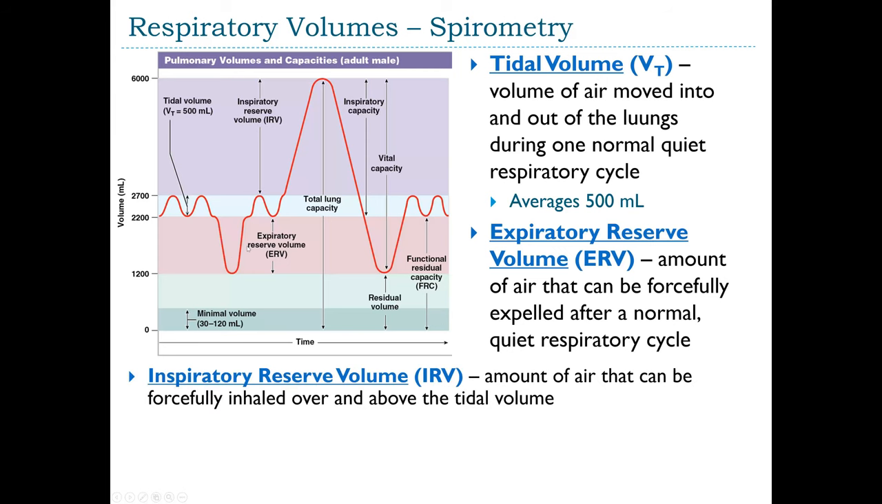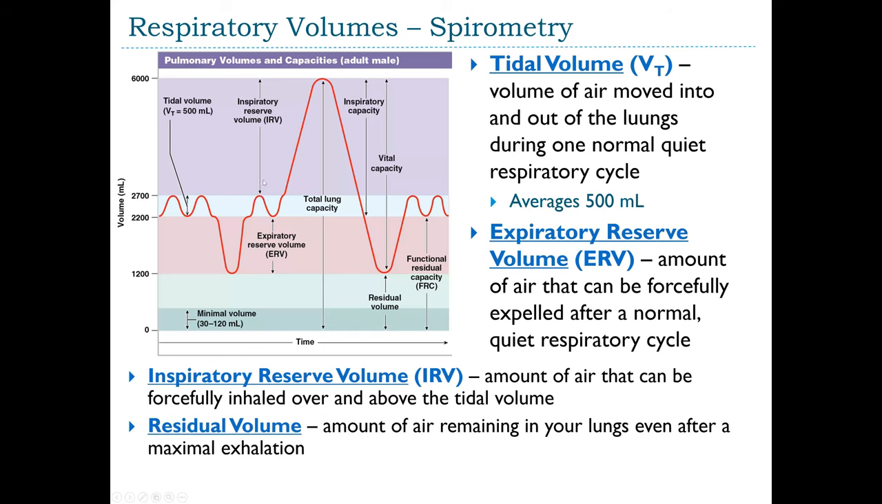The inspiratory reserve volume, or IRV, is the amount of air that can be forcefully inhaled over and above the tidal volume. So think about taking a deep breath and trying to inhale as much as possible. That's how you would measure your IRV. So it's going to run from the top of the tidal volume to wherever the highest peak is on the graph, and that would be your inspiratory reserve volume.